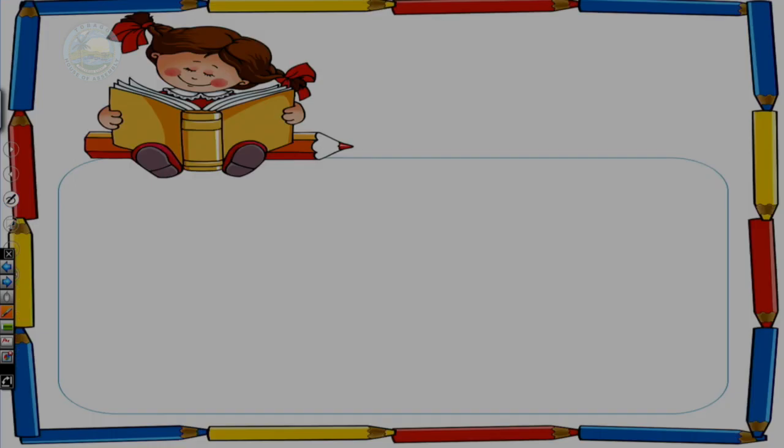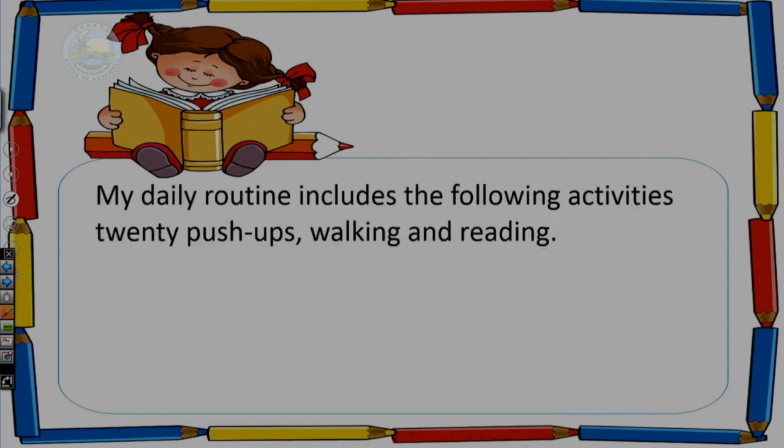I see a little girl that is here. Let me see what happens. She's saying, my daily routine includes following activities: 20 push-ups, walking and reading.